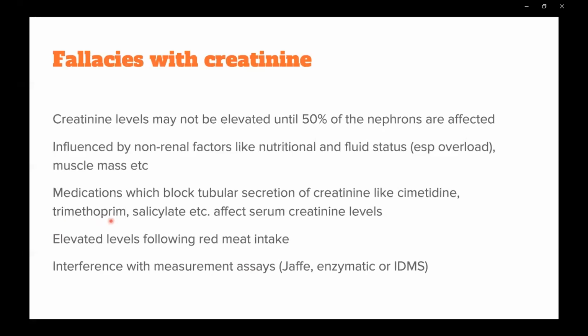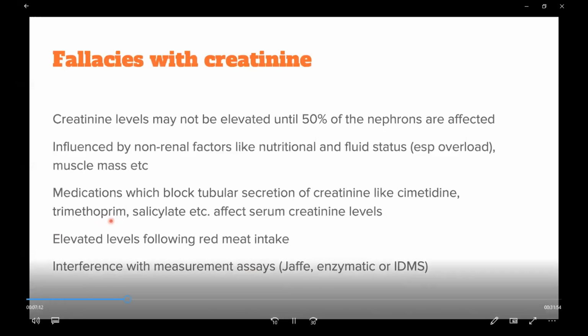In patients who are concomitantly on Septran, cimetidine, or salicylate for some other reasons, you may have a transiently higher level of serum creatinine. This is not because of renal dysfunction, but because of impaired tubular secretion of creatinine. Also, creatinine increases following red meat intake. Increased protein intake will bring about increased production of creatinine, and that will be reflected as high creatinine levels.